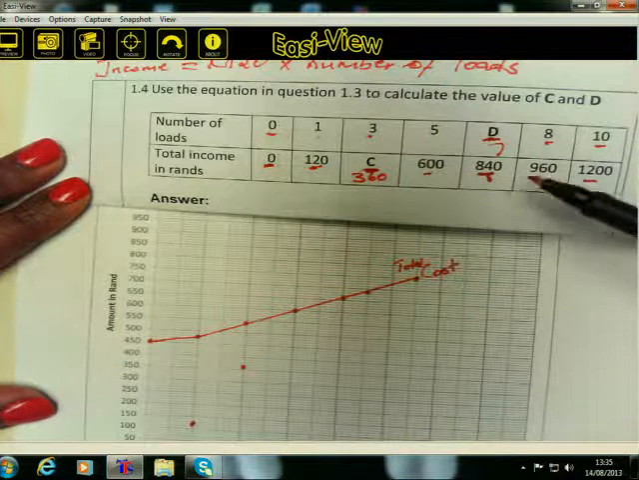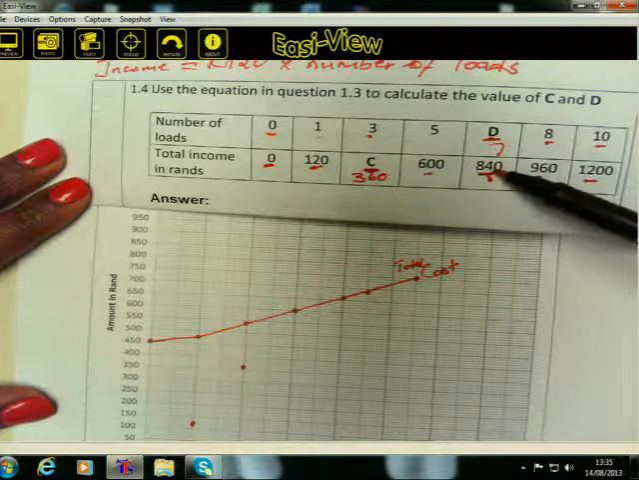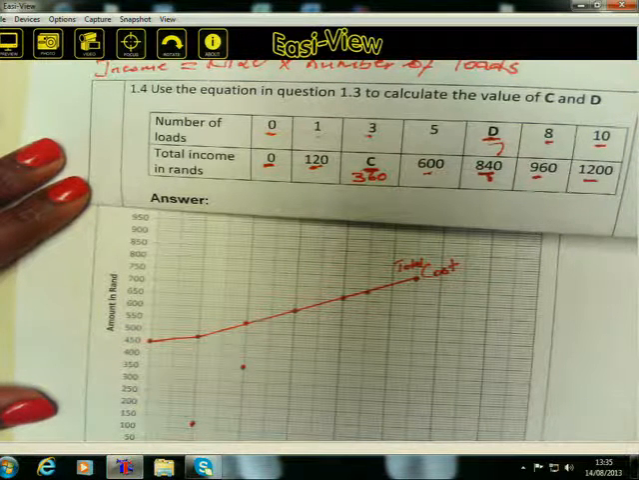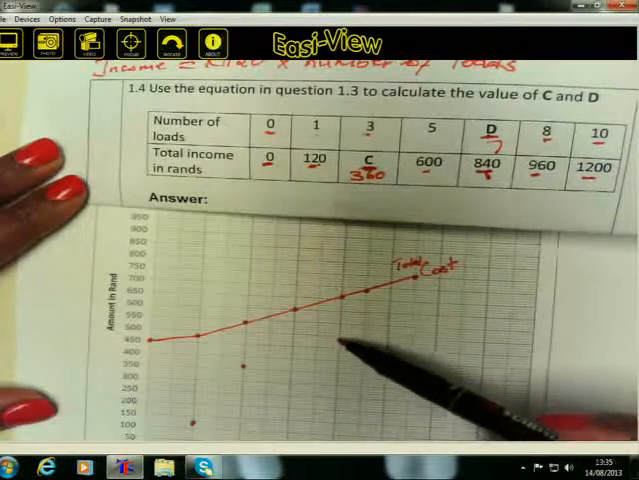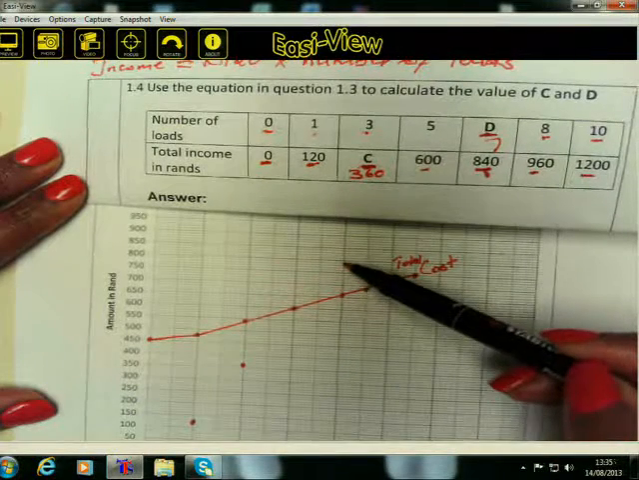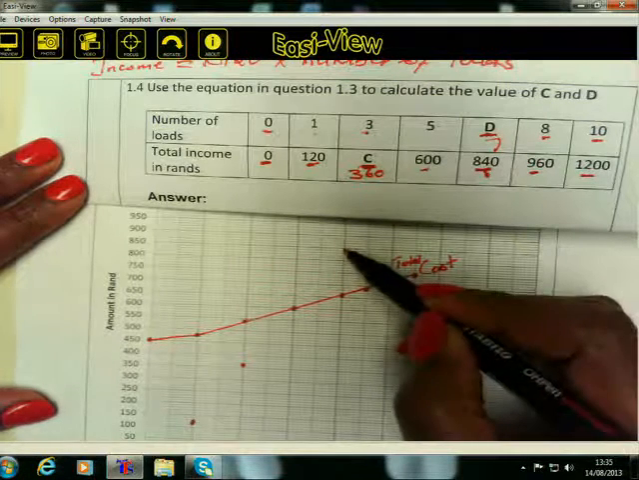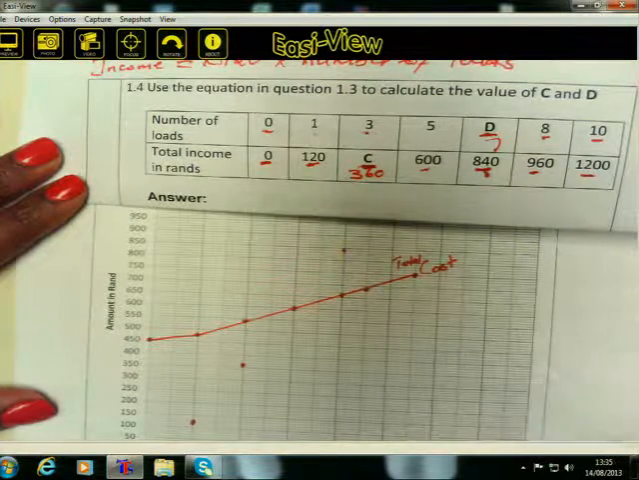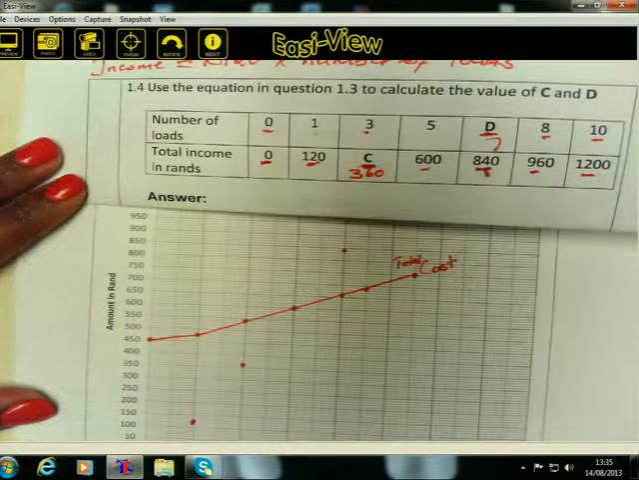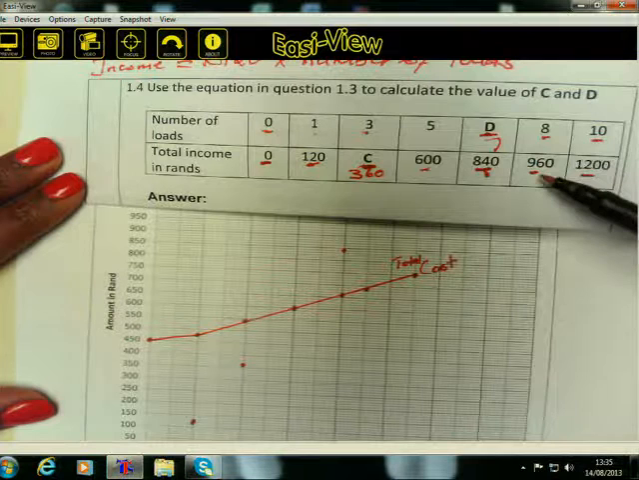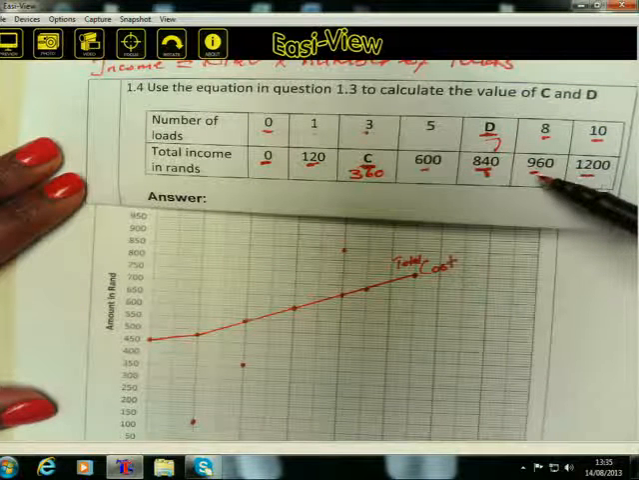Going on, remember we said if the income is 840, number of loads will be 7. We already calculated this. So there is 7 and we must look for 840. There's 800, 10, 20, 30, 40. Just below 850. And now the next one, it's 8 loads and the income will be 960.